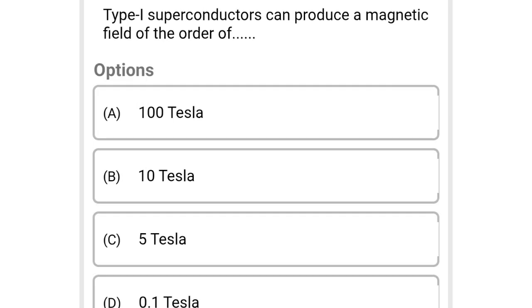Next question, type 1 superconductors can produce a magnetic field of order of option A 100 Tesla, option B 10 Tesla, option C 5 Tesla, option D 0.1 Tesla. The correct answer is option D 0.1 Tesla.